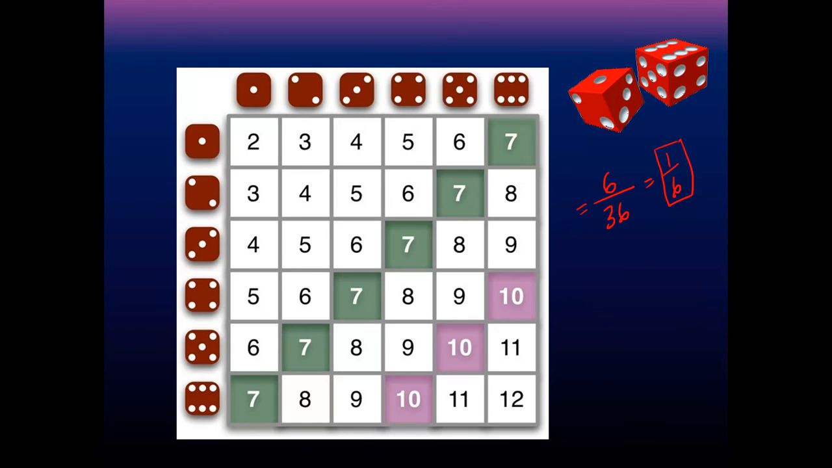How many ways to get a 12 as a sum? Well, there's only one way to get that. That's 1 out of 36. And same thing, how many ways of getting a 2? That's only one way of getting that. That's 1 out of 36. How about getting a 4? Well, here's 4, see? There are 3 ways of getting a 4, right? So that's 3 out of 36, which is 1 out of 12. Do you follow? So this is the chart of all the different ways of getting different sums.